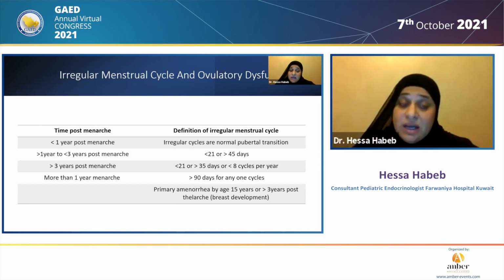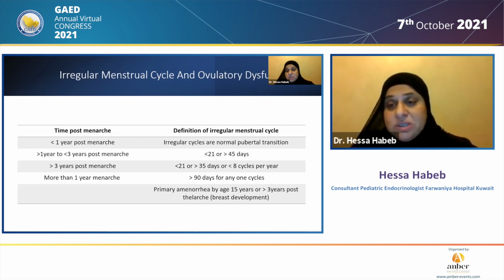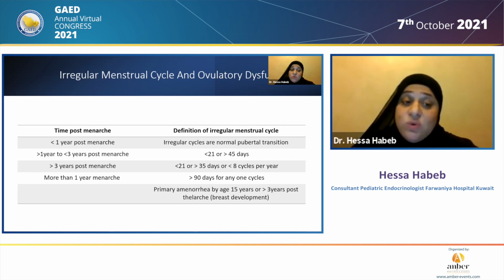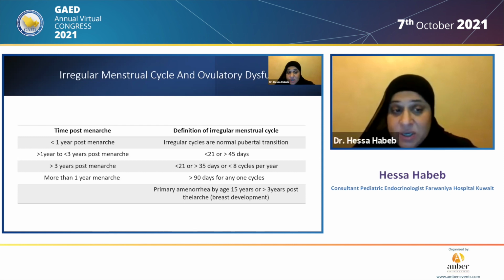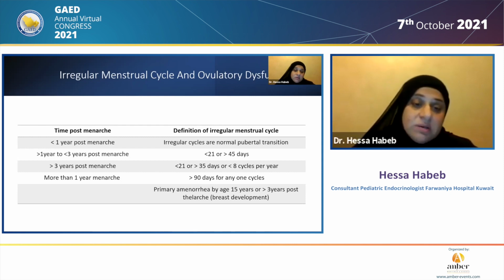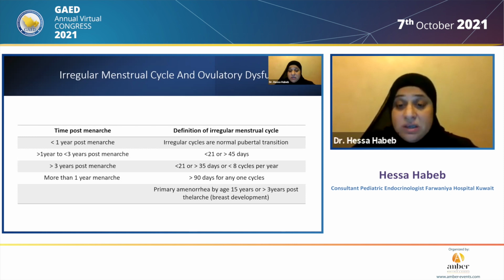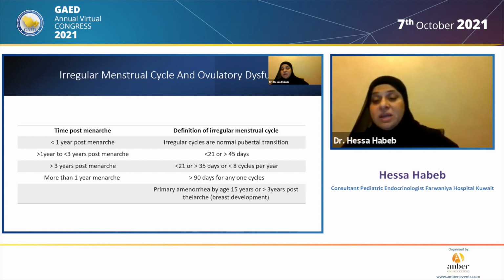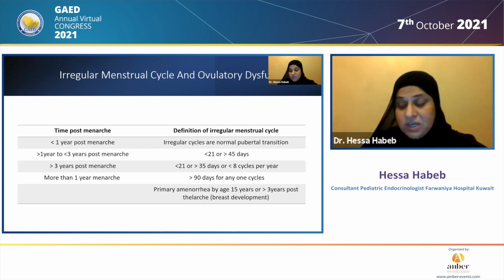If the timing of the presentation is less than 1 year post-menarche, this is considered normal pubertal transition. Between 1 year to 3 years post-menarche, if we have cycles less than 21 days or more than 45 days, it is irregular. More than 3 years post-menarche, again, less than 21 days, more than 35 days, or fewer than 8 cycles per year. From more than 1 year of menarche, if any one cycle is more than 90 days, this is irregular. And if we have primary amenorrhea by the age of 13, or more than 3 years post-thelarche.